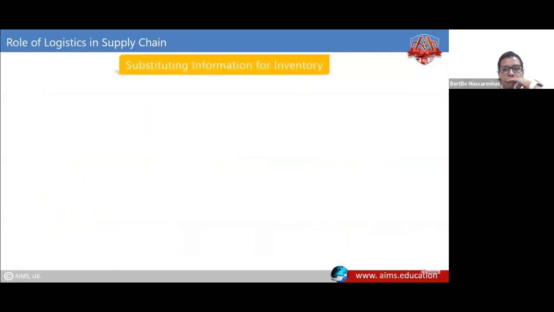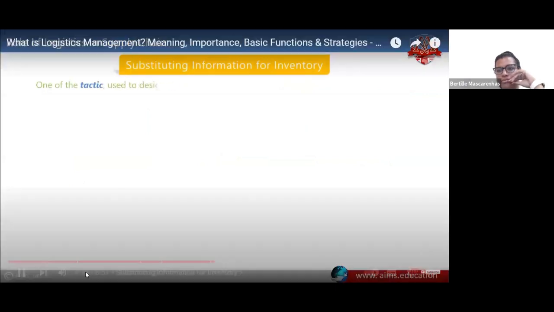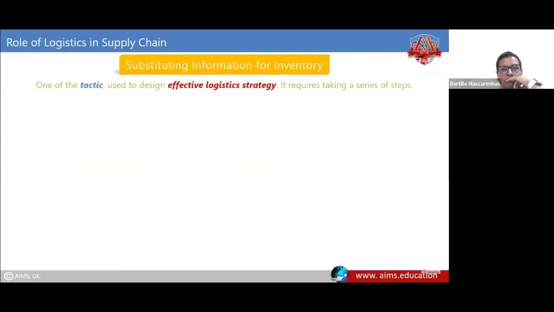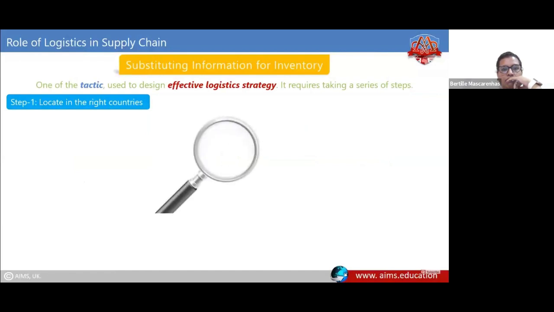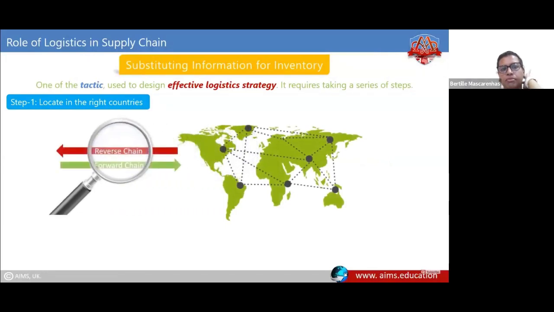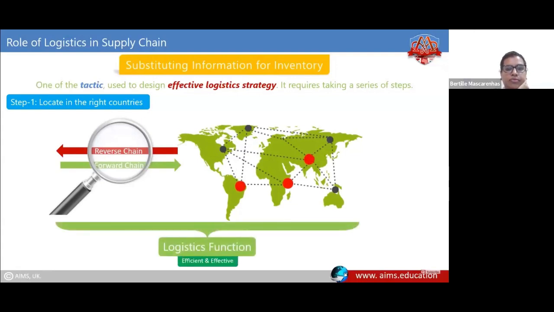Substituting information for inventory is one of the tactics used to design effective logistics strategy. It requires taking a series of steps to construct the logistics network. Step 1. Locate in the right countries. First, identify all geographical locations and then analyze your forward and reverse chains to see if selecting different geographic locations could make the logistics function more efficient and effective.